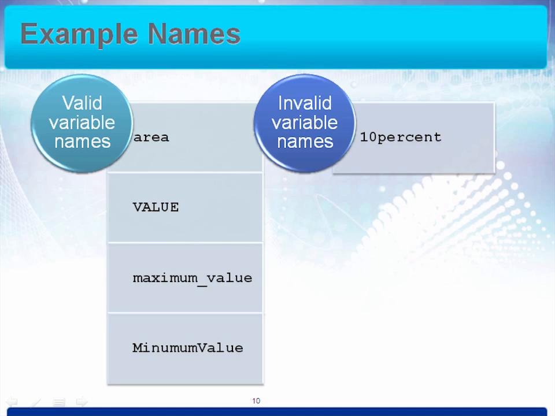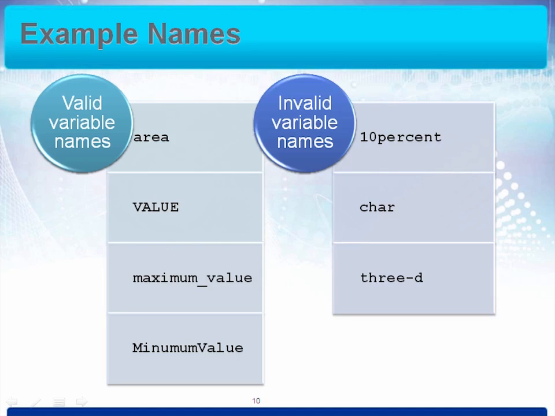Well, the answer is that variable names cannot start with a number. They have to start with a letter or an underscore. So this is invalid because of that. It can't start with a number. char, C-H-A-R. That's invalid because it's a data type. That's a reserved word, so you cannot use that as a variable name.